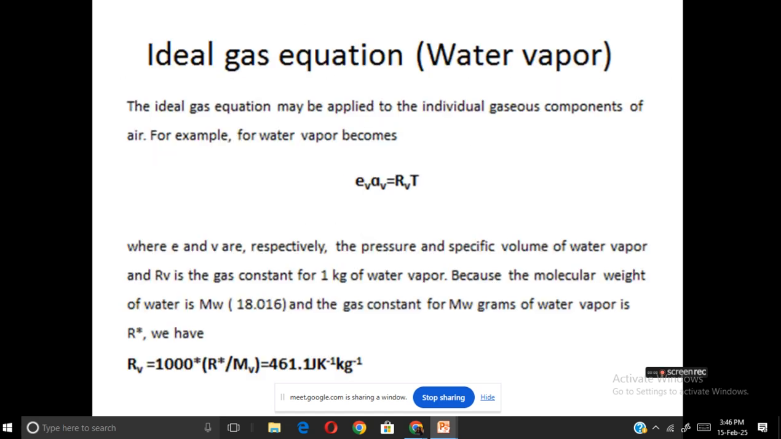Now I will just introduce a new topic which is basically known as geopotential.